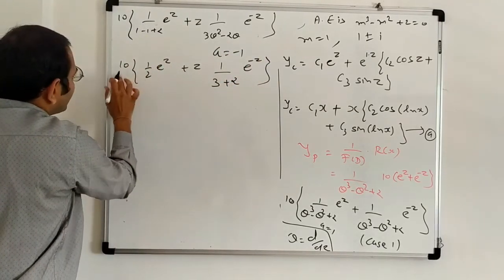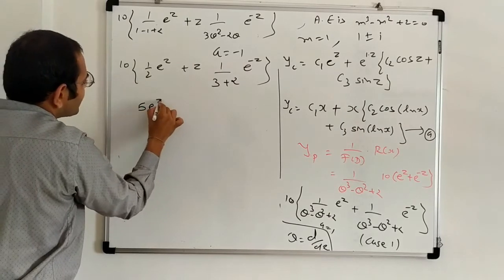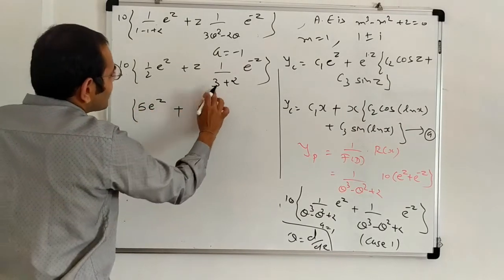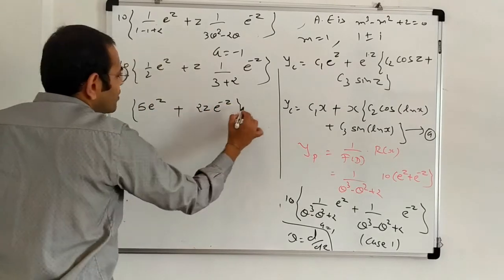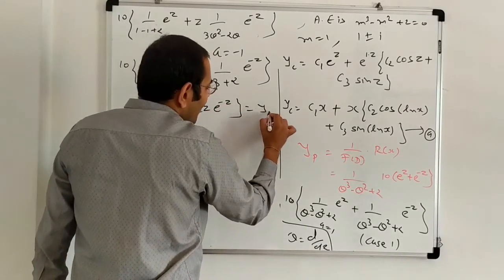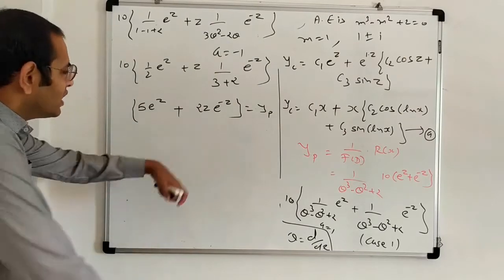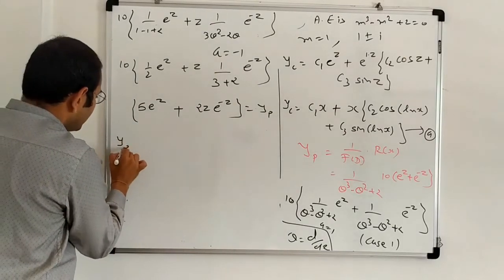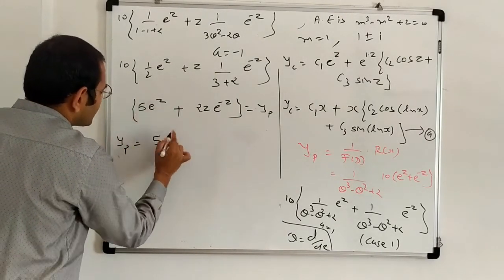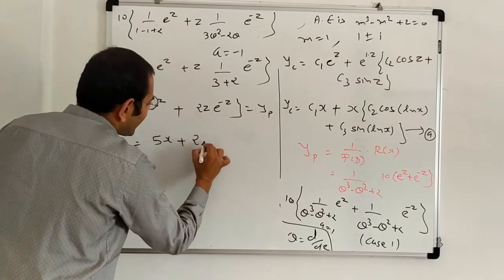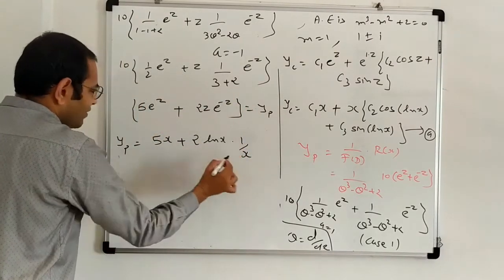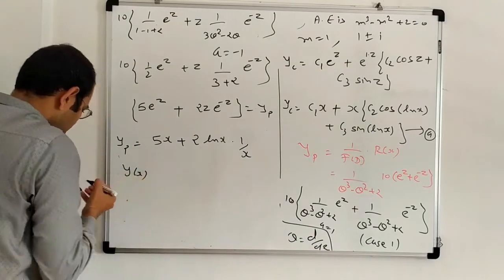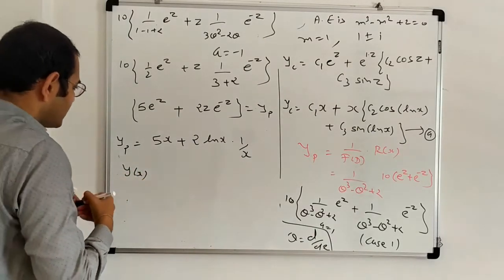Then our 10 comes inside. Then 5 e raised to z, z, plus e raised to minus z, 5, z. That is our yp. Now we convert in terms of x. Then 5 e raised to z means x, plus z means ln x into 1 upon x. That is our yp.